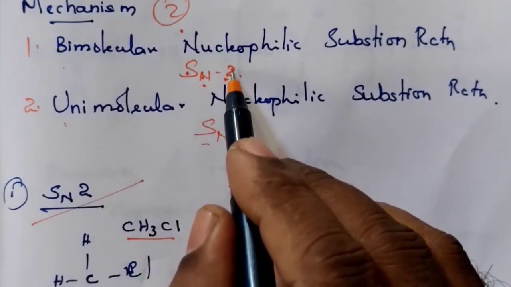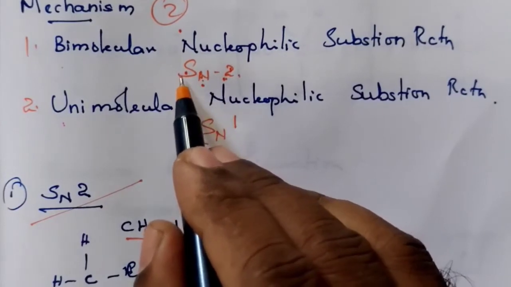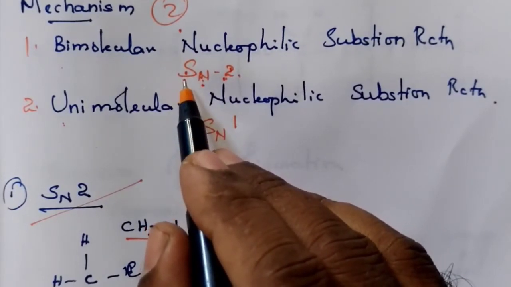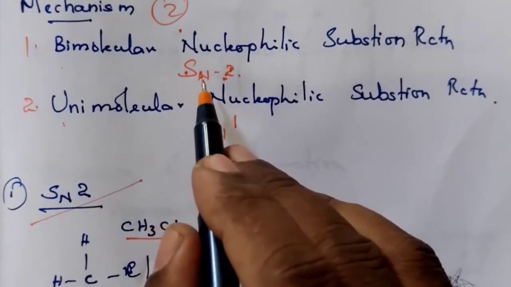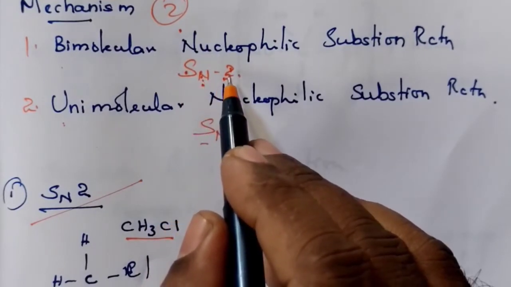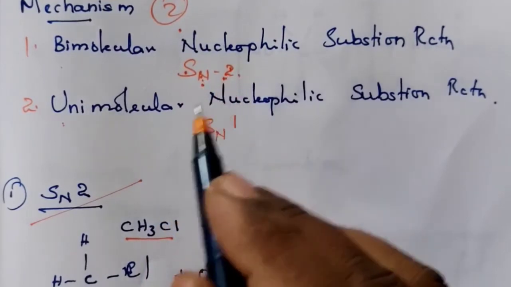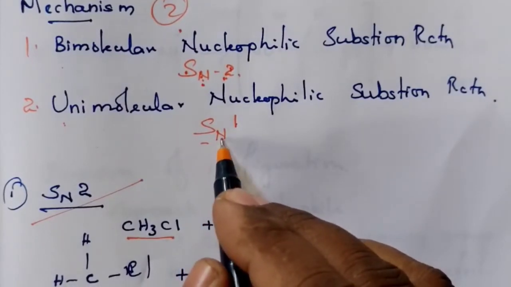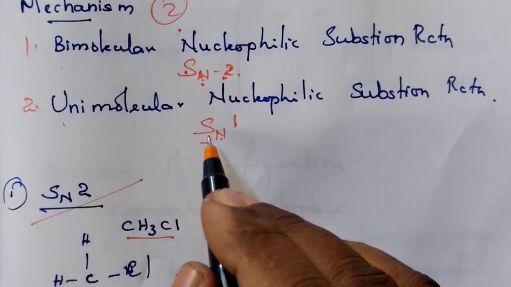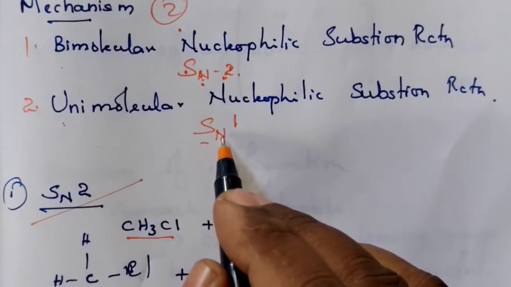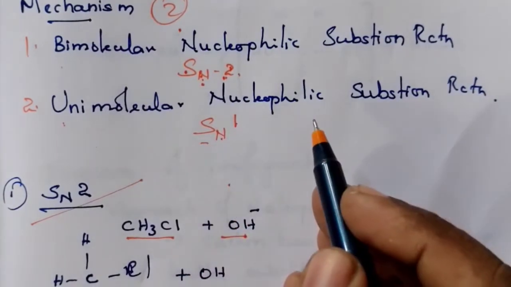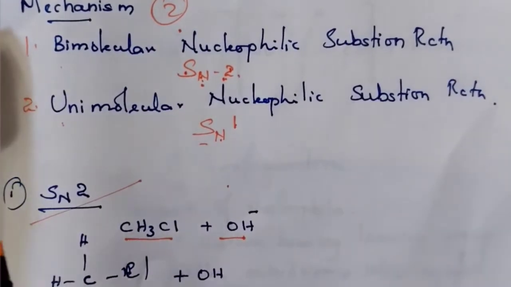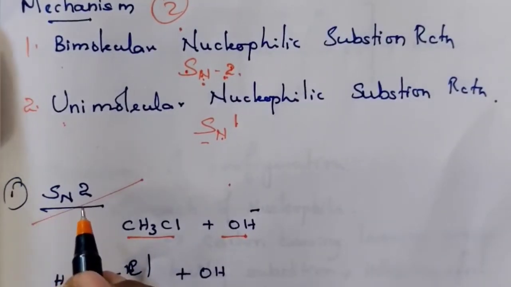SN2 means bimolecular nucleophilic substitution. It can also be stated as substitution nucleophilic bimolecular reaction. Similarly, SN1 reaction means unimolecular nucleophilic substitution reaction, or substitution nucleophilic unimolecular reaction. Let us first describe something about the SN2 mechanism.